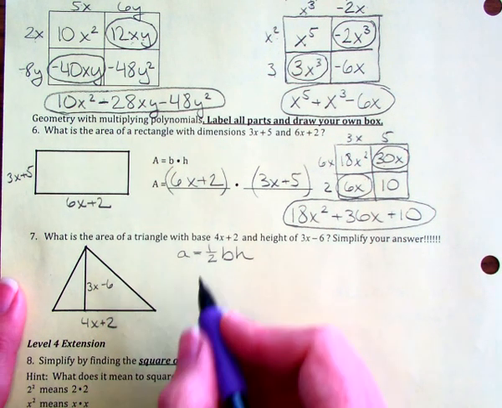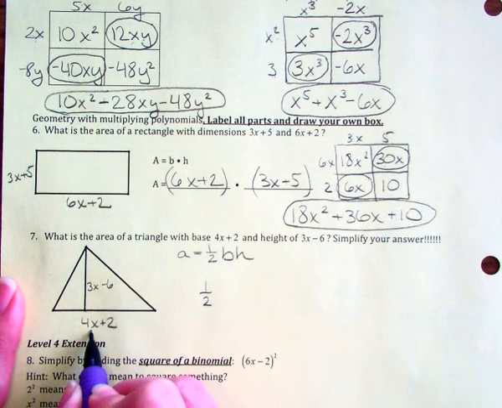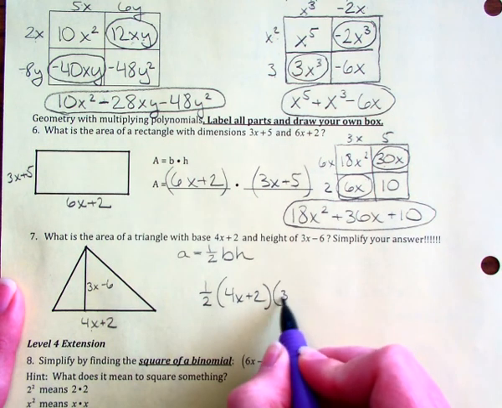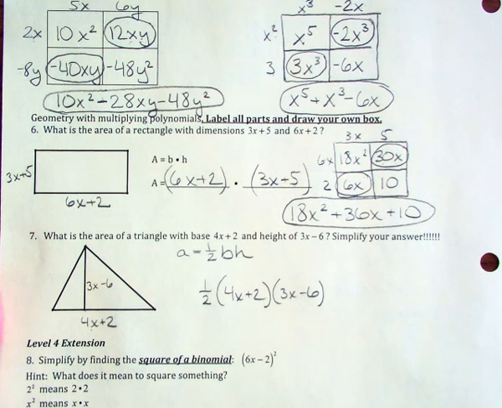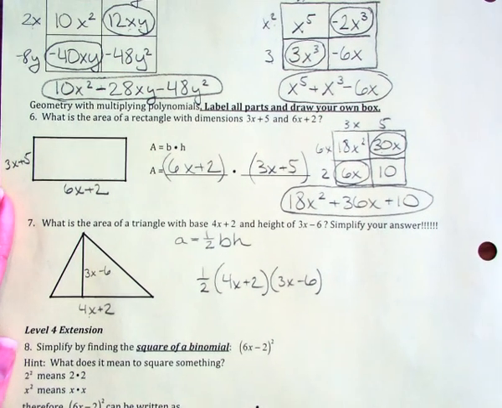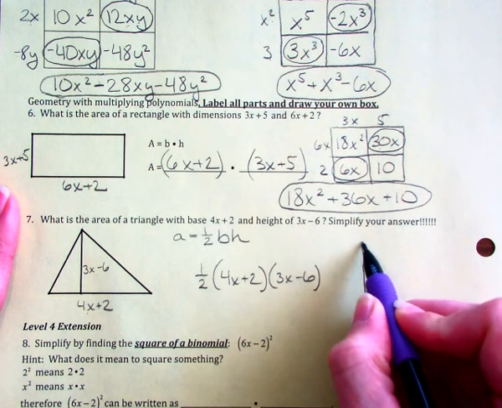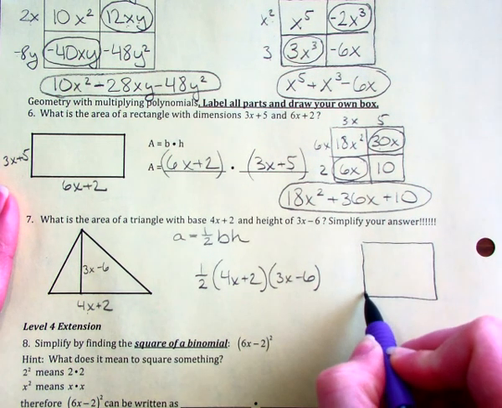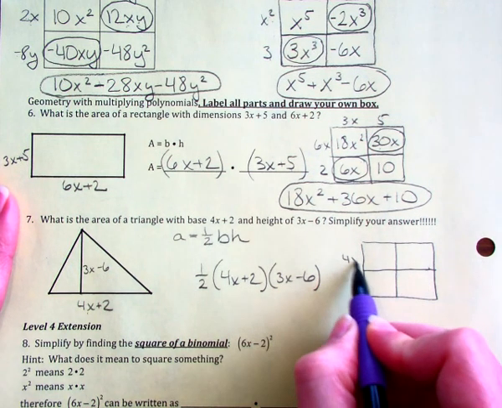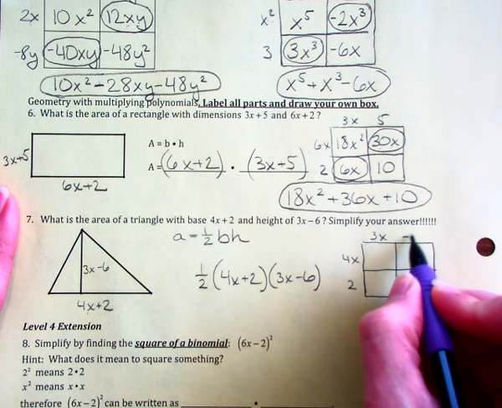Filling in those values into our formula, it says 1/2 times base times height. So 1/2 times my base, 4x plus 2, times my height, 3x minus 6. Okay, we're going to go ahead and do this in a couple steps. The first thing let's do is multiply our two binomials. So let's set up our box. So we have our first binomial, 4x and 2. Our second binomial, 3x and minus 6, so negative 6.